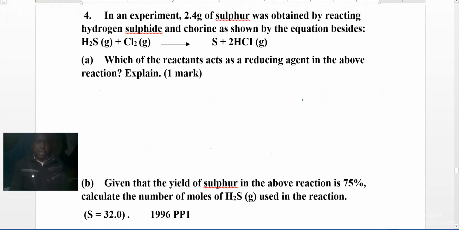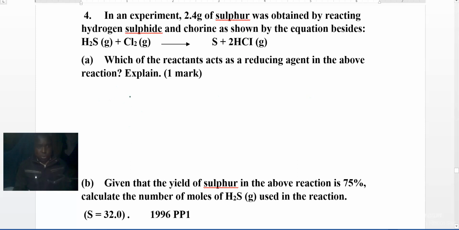In an experiment, 2.4 grams of sulphur was obtained by reacting hydrogen sulphide and chlorine as shown. Which of the reactants acts as a reducing agent in the above reaction? So to know that, you need to find the oxidation numbers of each species that is reacting.